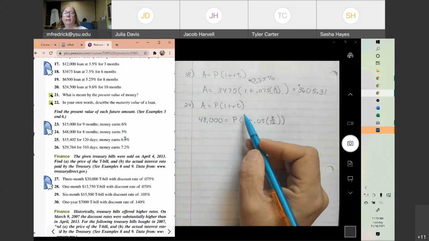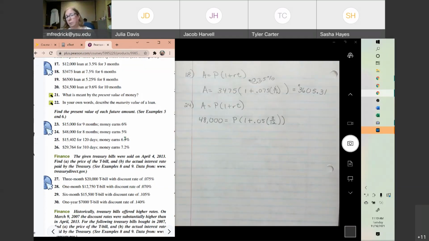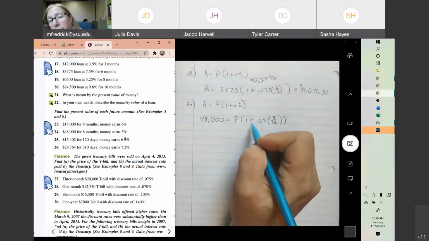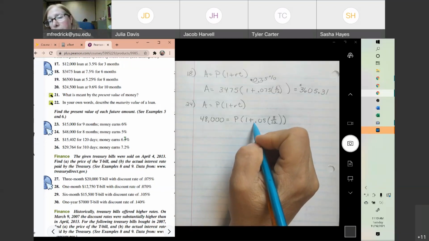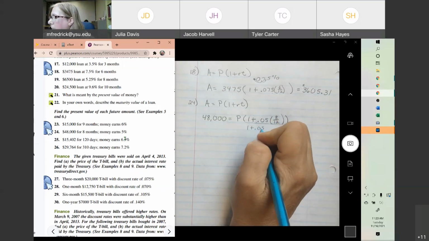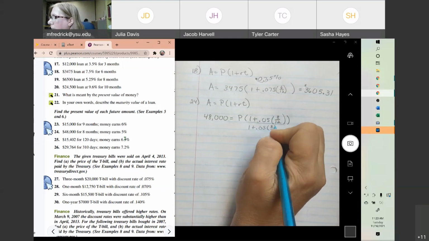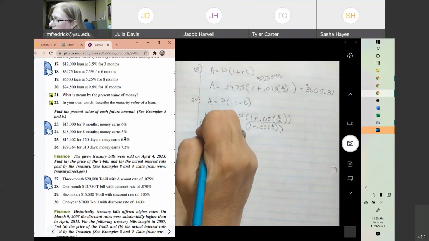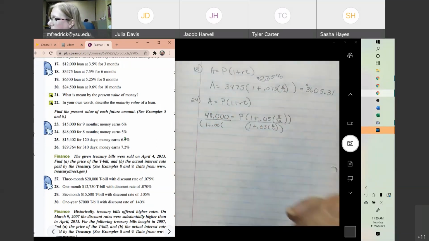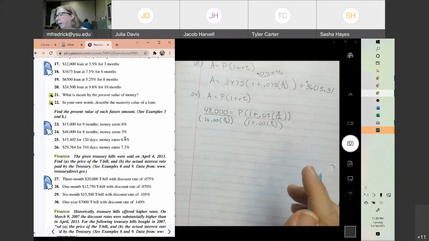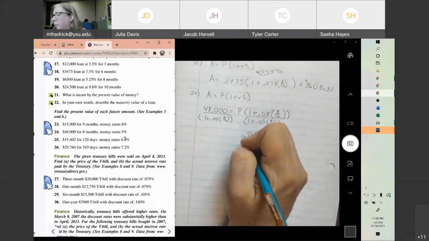Now you could calculate this. If you do, keep the whole decimal or make it a fraction. Or you could divide first, because we want to solve for P, we need to divide by this. If we divided first, you could do that and then find what P equals.